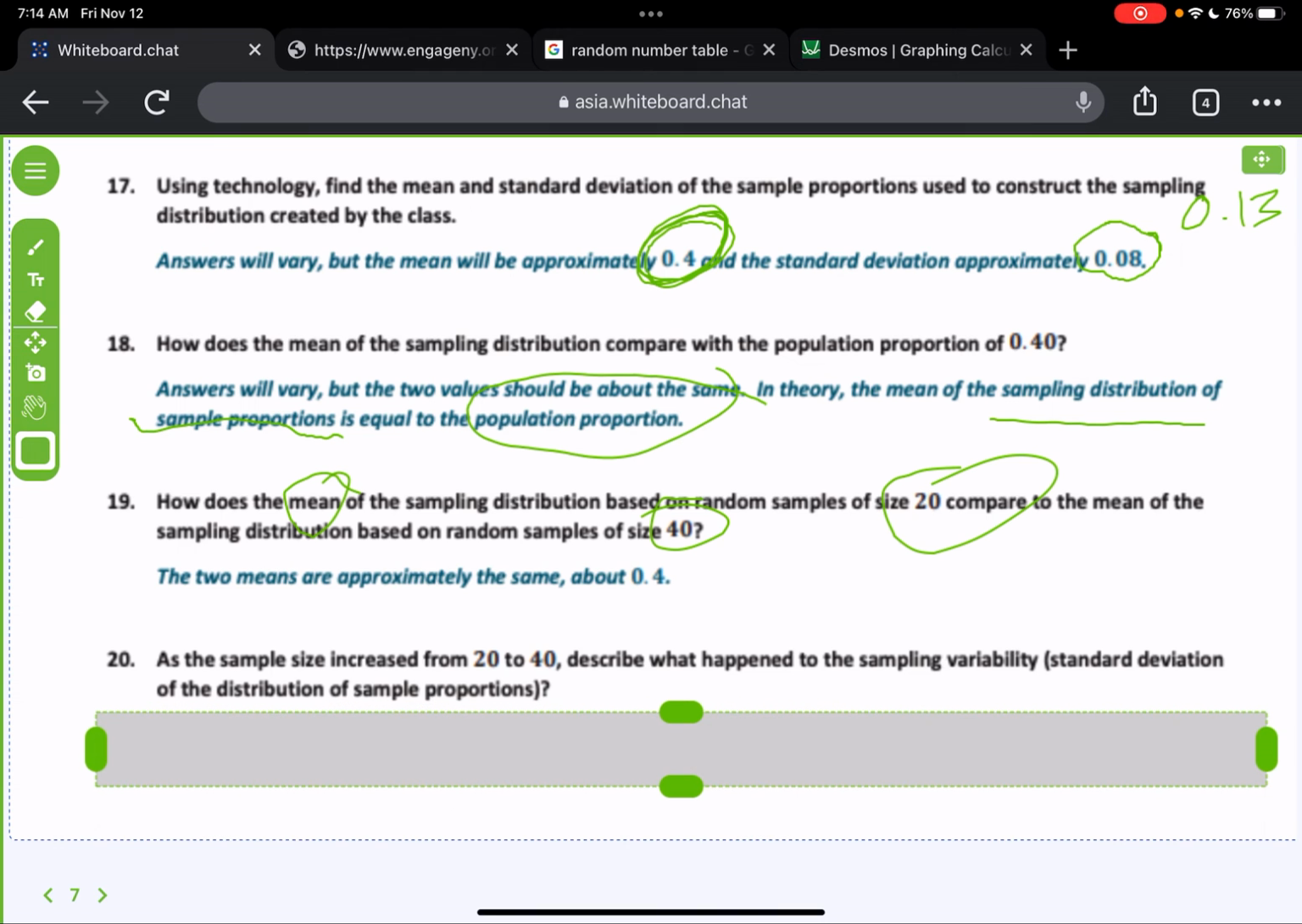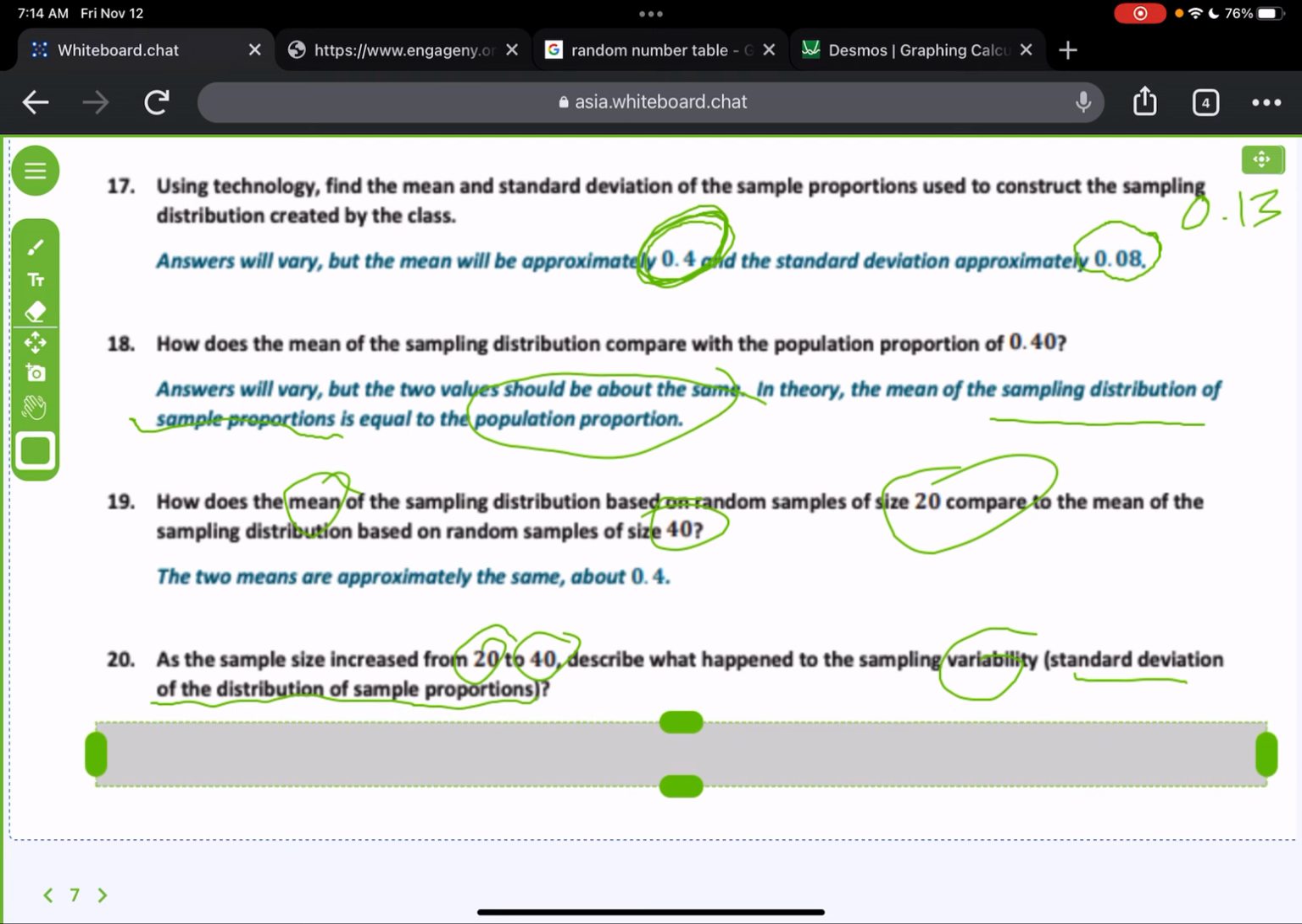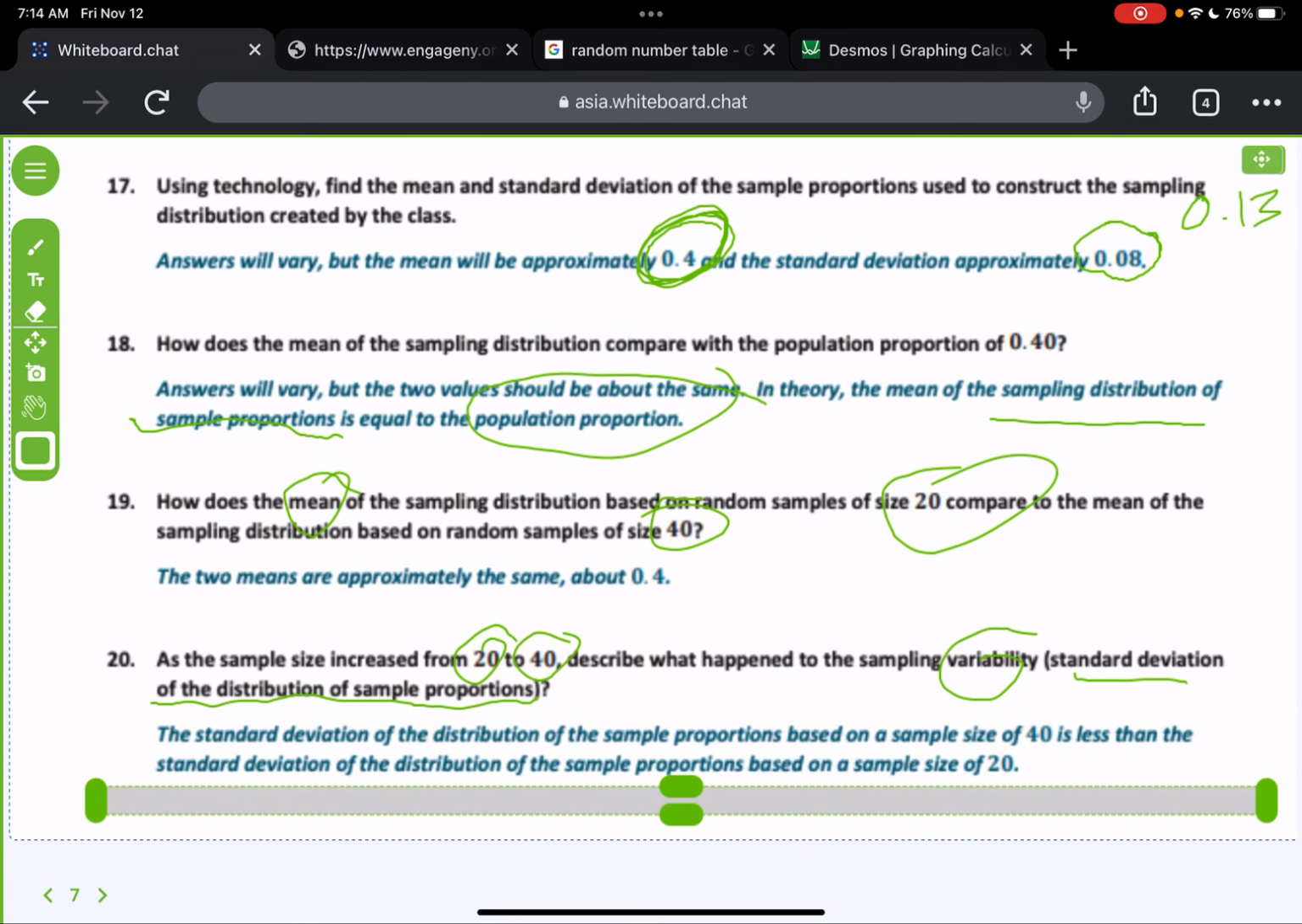Now, as the sample size increases from 20 to 40, describe what happened to the sampling variability, or the standard deviation of the distribution of the sample proportions. Well, it got smaller, it decreased. The standard deviation of the distribution of the sample proportions based on a sample size of 40 is less than for a sample size of 20. As sample size increases, standard deviation decreases.